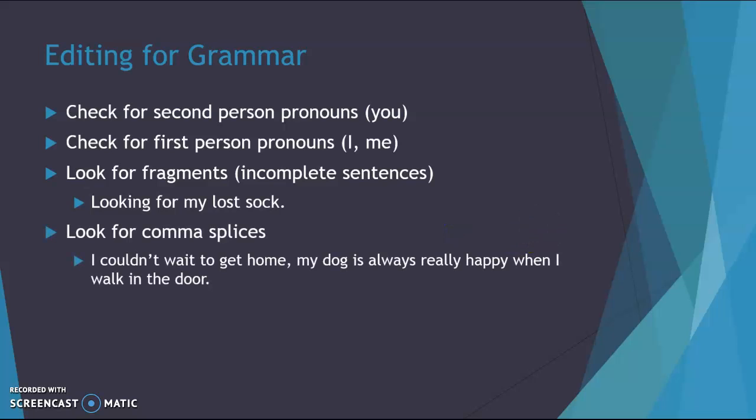Look for comma splices as well. This is probably the most common grammar error in composition, and that is where a comma comes between 2 independent clauses without an addition like a conjunction. So when you have a comma, you need to add in a conjunction, so it should read, "I couldn't wait to get home because my dog is always really happy when I walk in the door," which would be a good way to use that conjunction to combine those 2 ideas together. You can also use, of course, a period, and you could also use a semicolon.